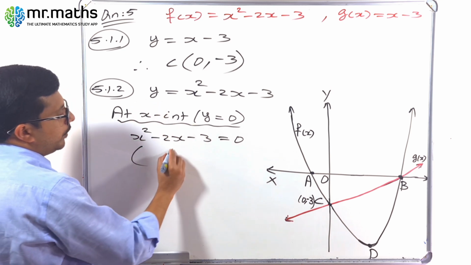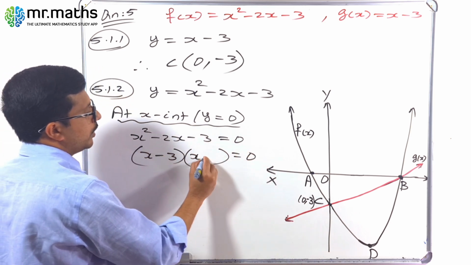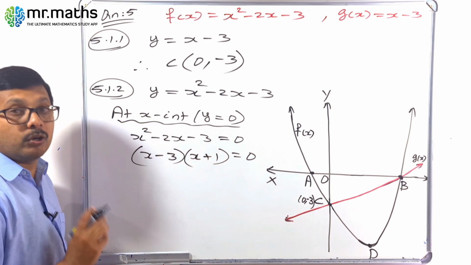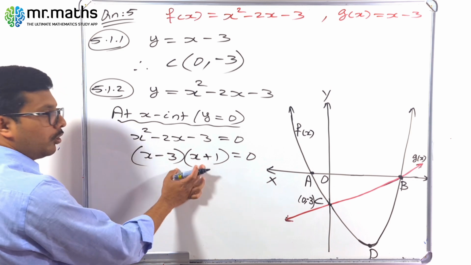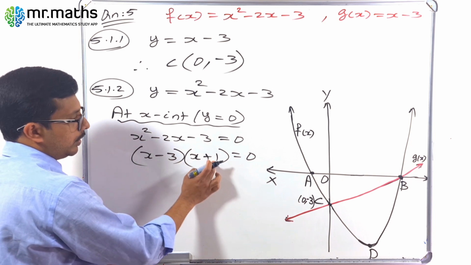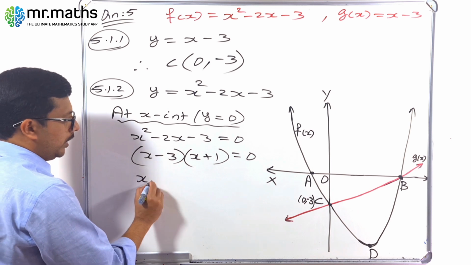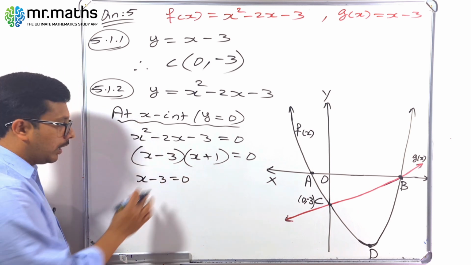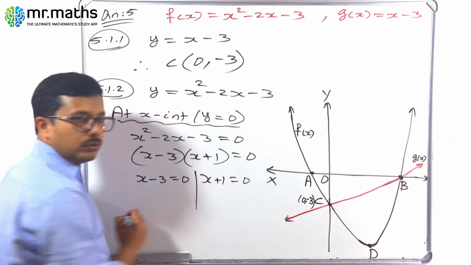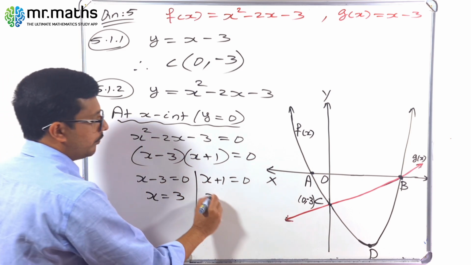Okay, so now factorize this one. What are the factors, guys? x minus 3 and x plus 1. I hope now you know how to factorize. Those who don't know how to factorize, you have to watch the algebra section. Okay, so minus 3 times 1 is minus 3, and minus 3 plus 1 is minus 2. So it means either x minus 3 is equal to 0 or x plus 1 is equal to 0. From here, what is x? Take this minus 3 to the other side, so it is 3. From here, what is x?